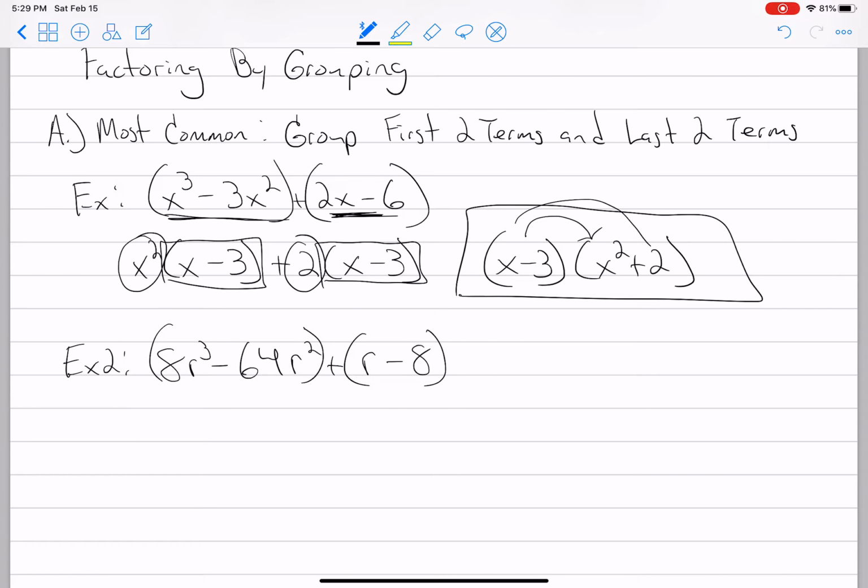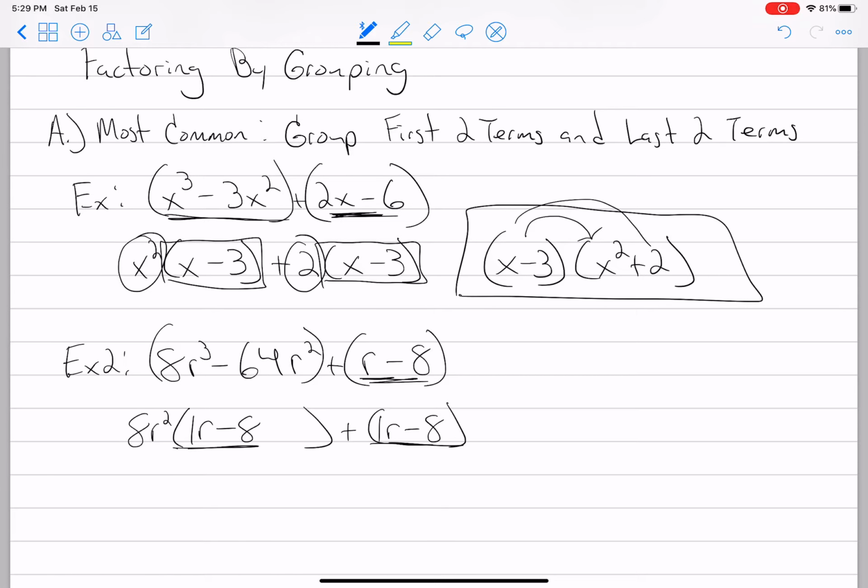So let's see what we can do with this. Let me go and look for my GCF. I see an 8r squared. So I have 8r squared that I could factor out. And I'm left with r minus 8. Plus, oh, look at this. There's nothing to factor out, but look how pretty that is. This is a 1 times r minus 8.